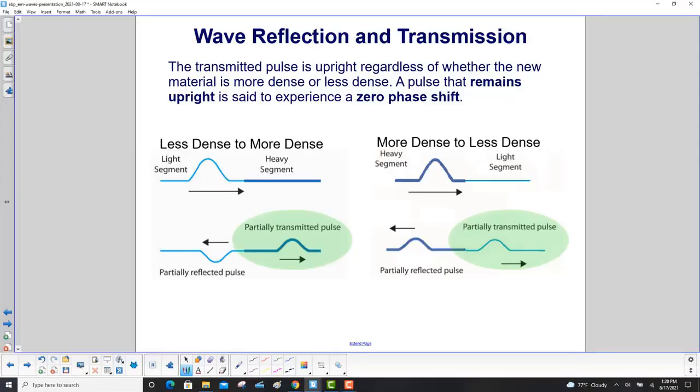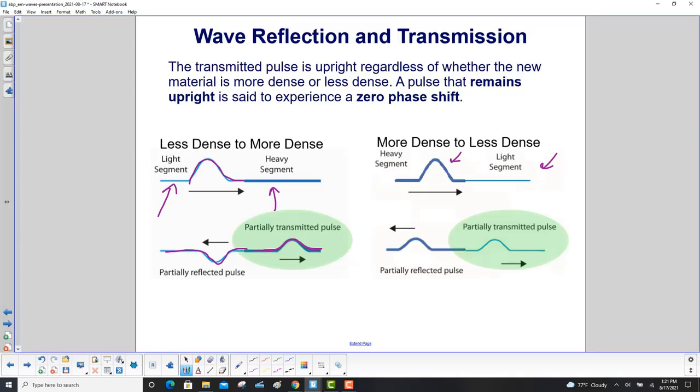We have strings in each one of these 4 cases, and here we have a light piece of string connected up to a heavier piece of string. Here it's heavier, light, etc. So if you send a pulse on the light side right down to the heavy segment, what happens? Well, some goes through, and that stays in the upright position. The reflected pulse inverts. If you need to review that, please go back to the waves unit.